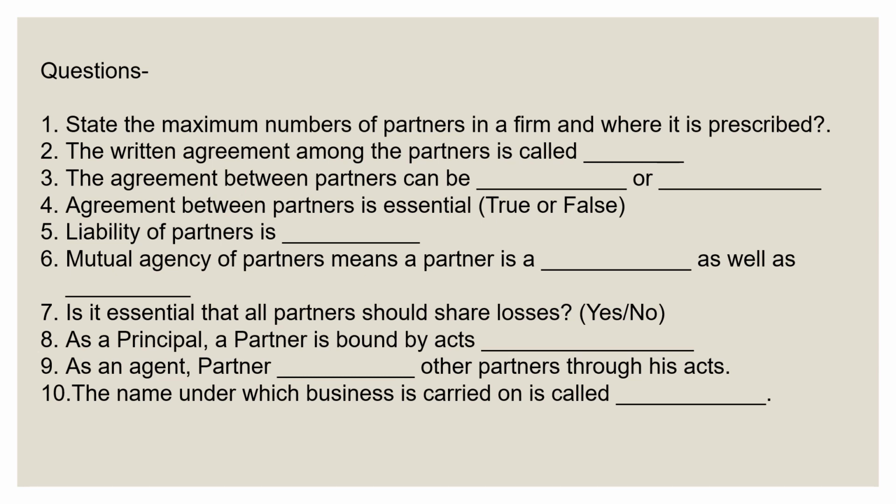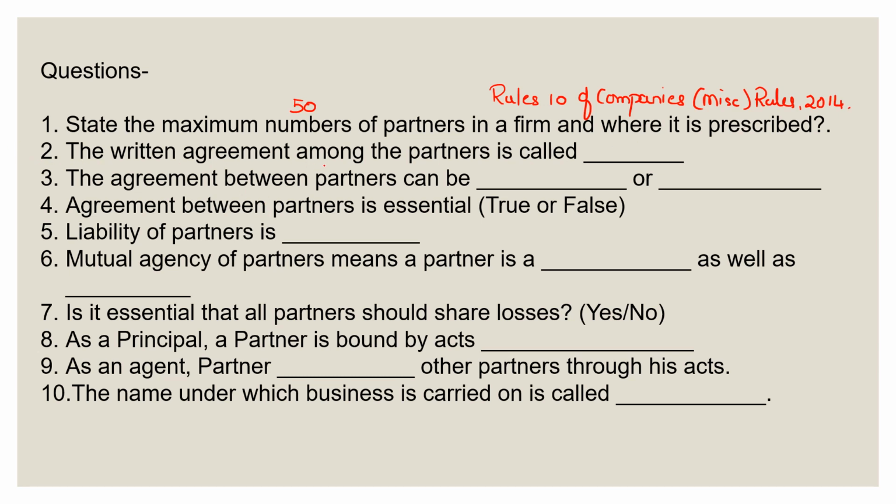Now just to summarize, we'll do a few questions to understand the level of understanding. You can pause the video, write the answers and then check with the video. The first question: state the maximum number of persons in a firm and where is it prescribed? The maximum number is 50, and it is prescribed under Rule 10 of the Companies (Miscellaneous) Rules 2014. This number has been fixed.